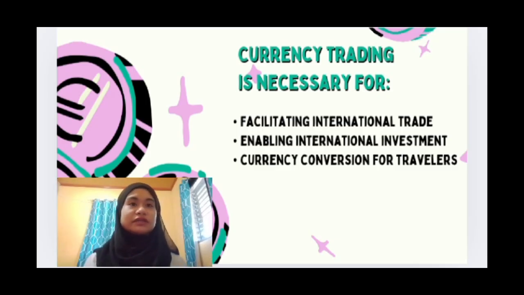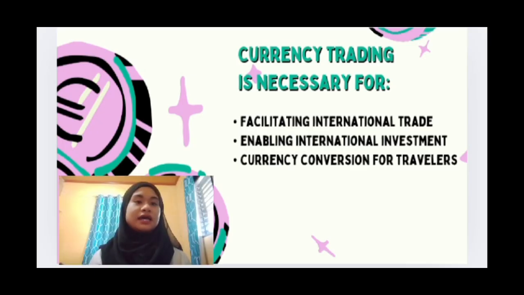Enabling international investments: investors can use the forex market to buy and sell foreign currencies, to invest in assets like stocks or bonds in other countries. Lastly, currency conversion for travelers: travelers need to exchange their home currency for the currency of the country they are visiting to make purchases.